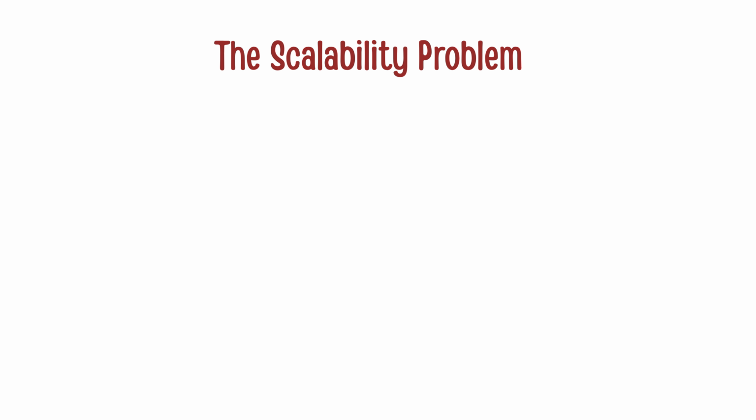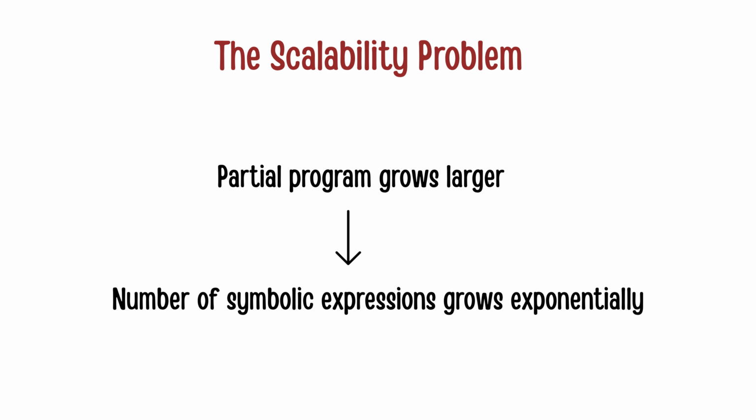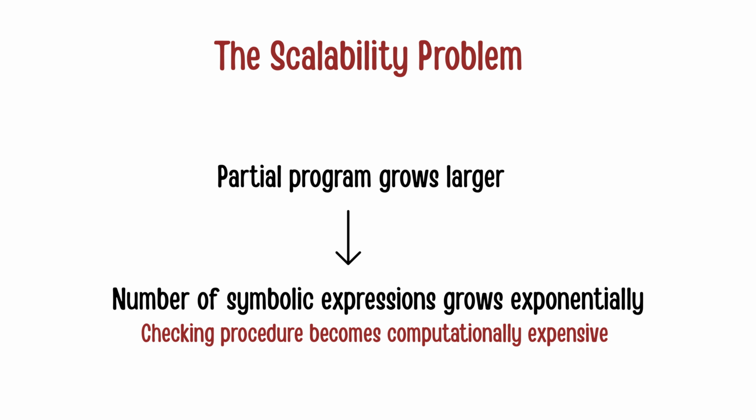Although these unidirectional rules are very precise, they have one major drawback. As the partial program grows larger, the number of symbolic expressions grows exponentially. Imagine a function with several arguments where each argument can take multiple symbolic values. The total number of combinations quickly explodes. This makes the checking procedure computationally expensive.